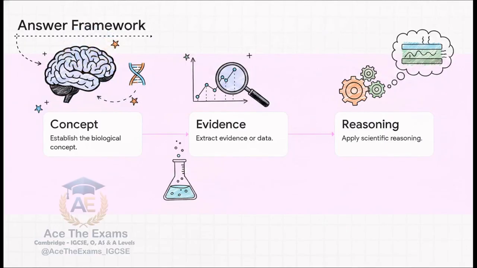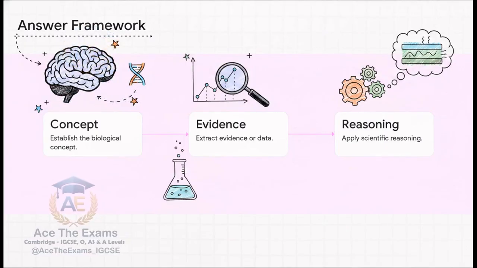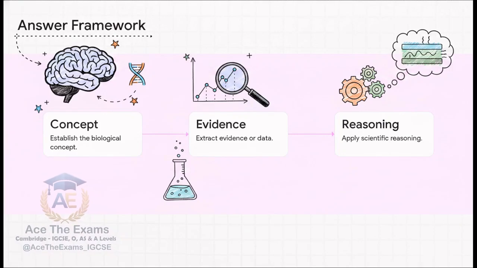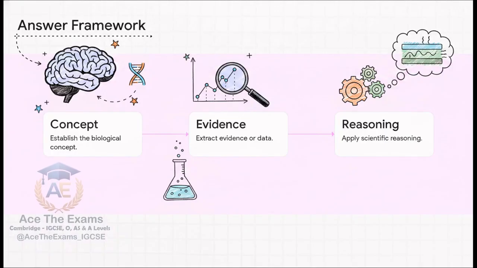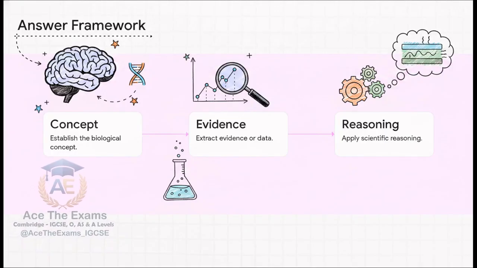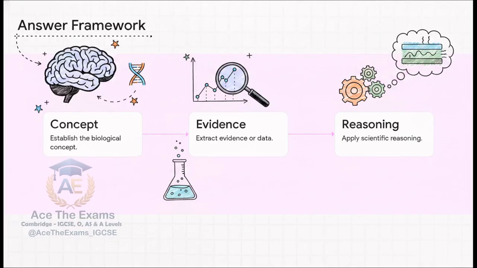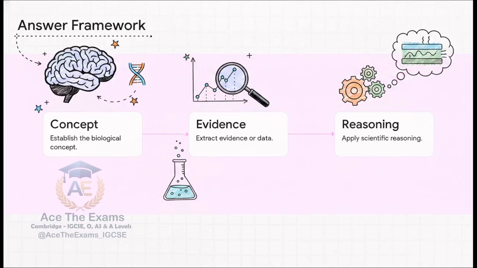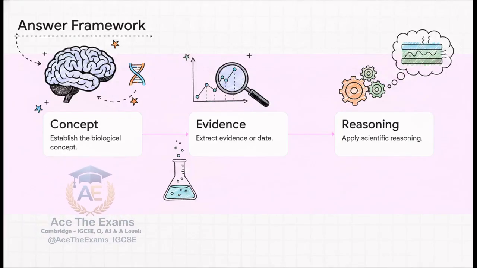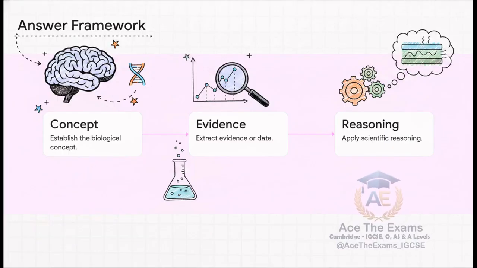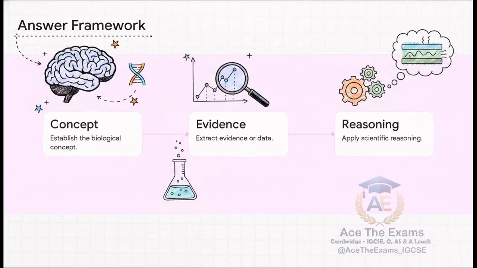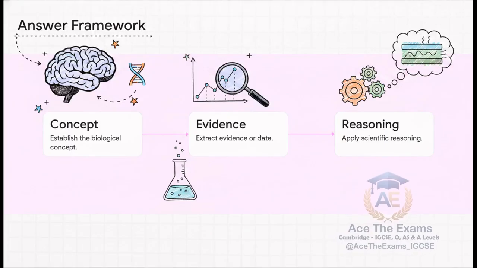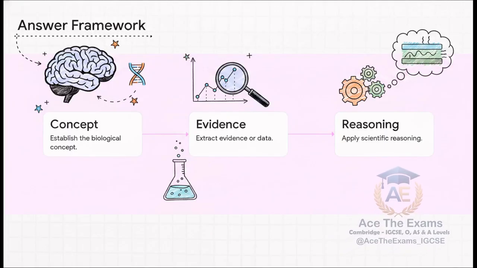There are 3 super clear steps to follow here: concept, evidence, and reasoning. Let's say the question is about temperature affecting the membrane. Step 1 is stating the concept, that higher kinetic energy increases fluidity. Step 2, pull the specific data points straight from the graph provided in your exam paper. And step 3 is the scientific reasoning. This is where you explain how that increased kinetic energy actually disrupts the weak hydrophobic interactions between the phospholipid tails. Connecting these 3 elements literally guarantees marks because it perfectly aligns with exactly what examiners are scanning for.